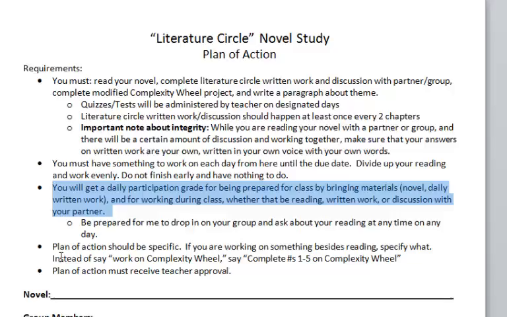And then, working during class, I'm going to be monitoring and observing, making sure that you and your partner or your group are doing what is on your plan of action. If you're supposed to be reading, you should be reading. If you're supposed to be having a literature discussion, I should see you talking and having a conversation. So just make sure that you are using all of your time in class to the best of your ability.